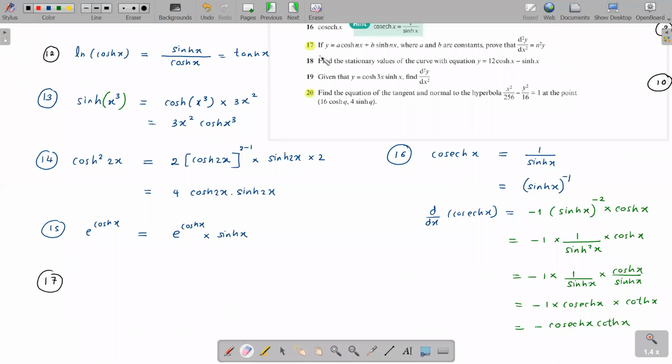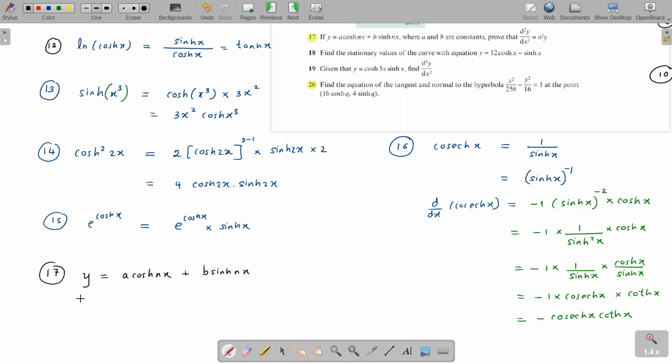Okay, so once again, we'll discuss question number 17. If y equals a cos nx plus b sin nx, where a and b are constants, prove that d square y by dx square is equal to minus n square y. So d square y by dx square means you differentiate twice, right? Differentiate the first time, we get dy by dx equals a times the differentiation of cos, which is minus sin nx, and then into n. Plus we have b times sin nx differentiation, which is cos nx, and then don't forget into n.